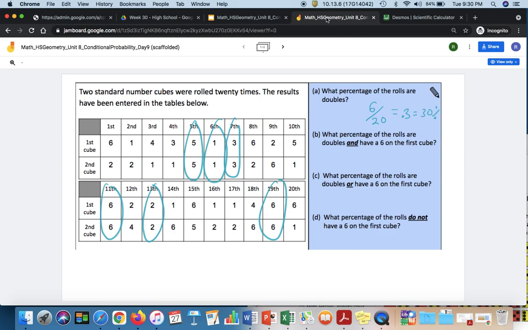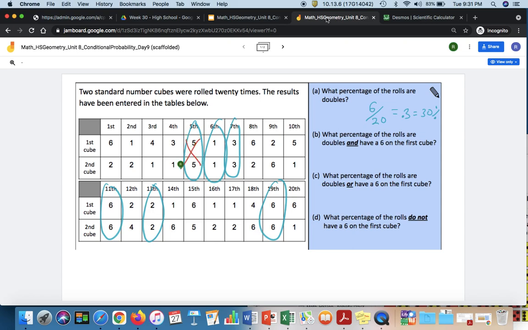Okay, let's move on to B. For B, we are asked, what percent of the rolls are doubles and have a 6 on the first cube? For this one, I'm going to take a look at all the doubles that I've circled here in blue, and analyze which of them happen to have a 6 on the first cube. So let's put an X on everything that doesn't have a 6.